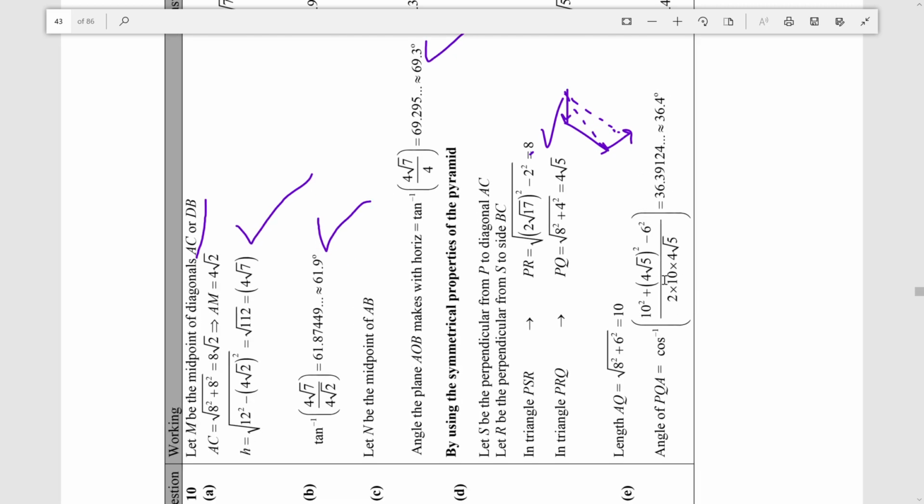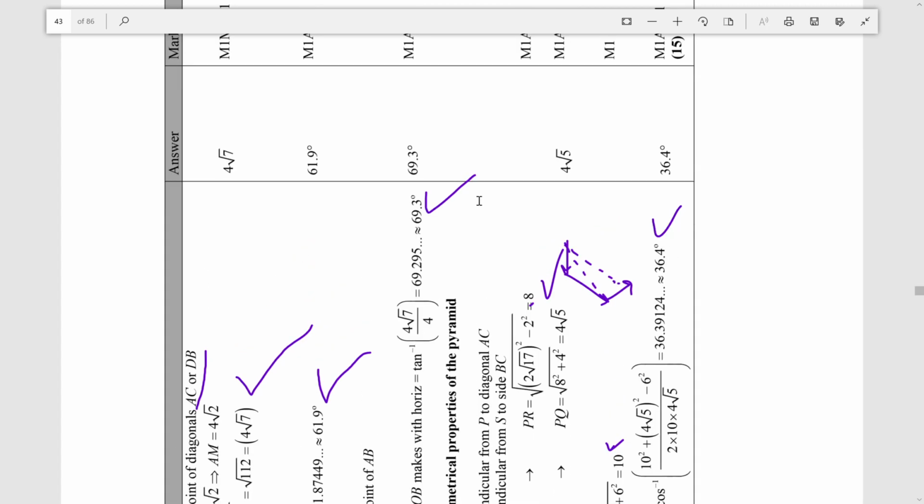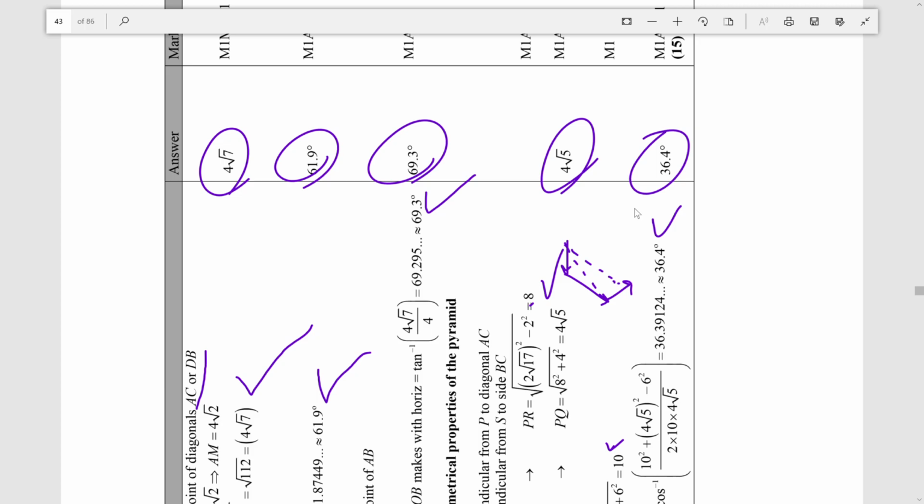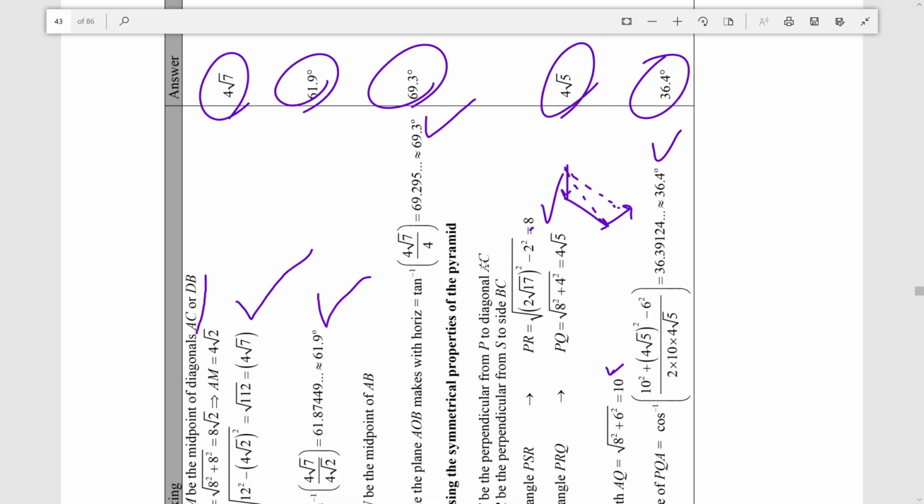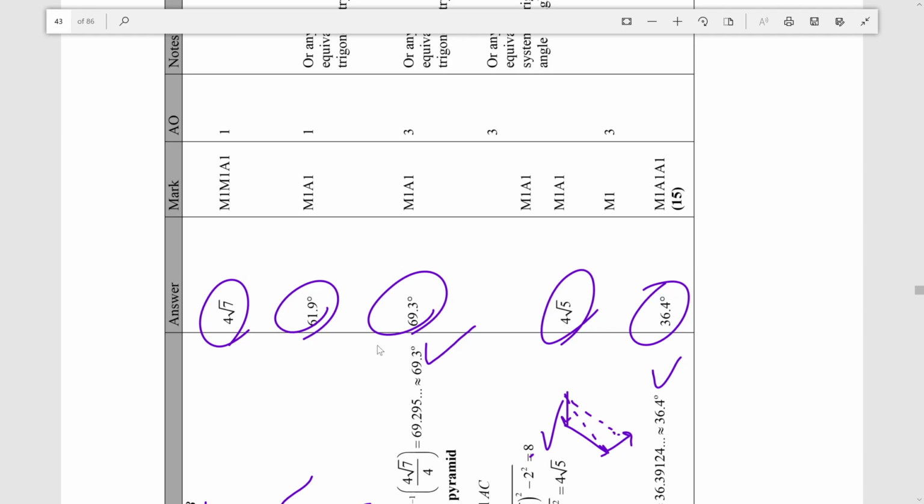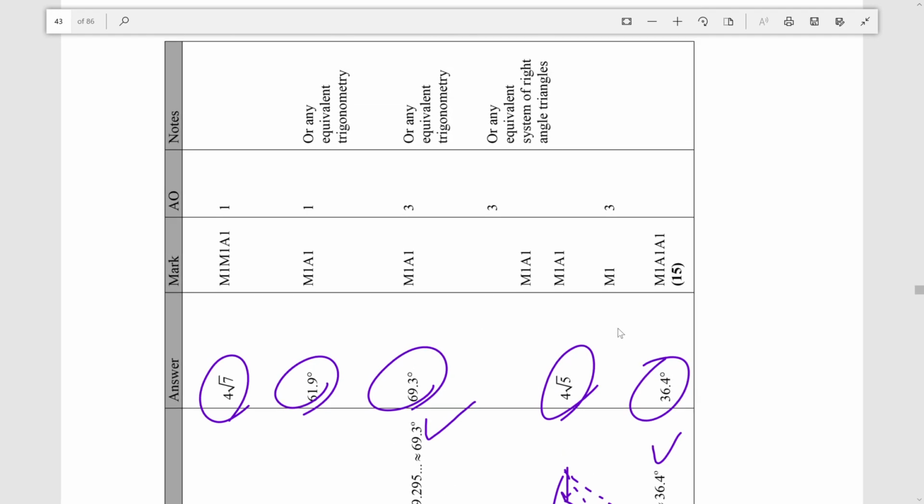And finally, it was the inverse cosine of this absolute mess of an equation. We just happened to simplify this down further beforehand. So we found the length AQ, and then we took the inverse cosine of this behemoth of an expression, and we got 36.4 degrees. Yep, so this was right, this was right, this was right, this was right, this was right. And since we provided explanation, despite the fact that it may not have adhered exactly to the mark scheme, the guidelines Edexcel gives their examiners is very likely to give you 15 marks for this question.